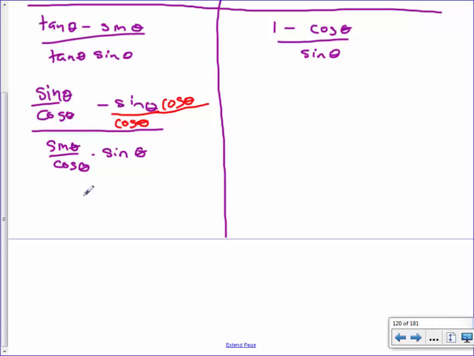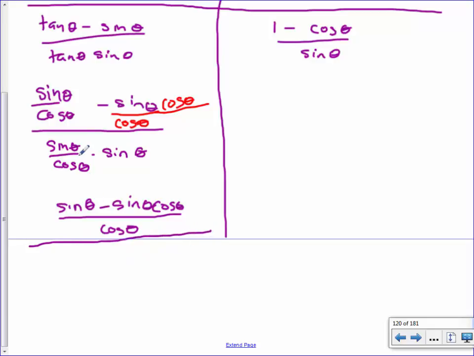Well, what this means then is now the top of the large fraction has a common denominator. So I could write it as sine theta minus sine theta cos theta, and it's all over one large cos theta. Then the big fraction. And then really this fraction right here, I could almost write this as a sine theta, a second sine theta, and then the cos theta. That's this one right here. I'm kind of just extending this fraction all the way over.